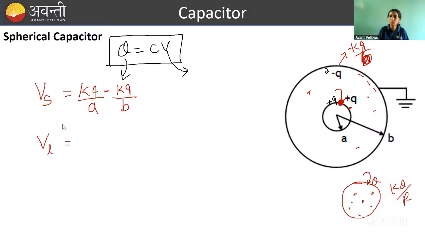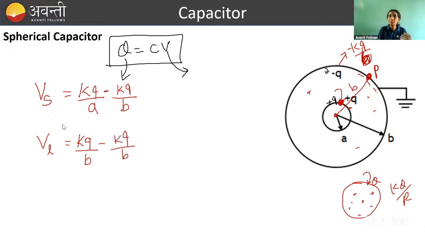Now what will be the potential of the larger sphere? Because of this positive charge, if you take any point on the bigger sphere, let's say this is point P, this point P will be an outside point for the smaller sphere. So for the smaller sphere, because of the charge on the smaller sphere, the potential at point P is kq by b. Why am I taking b? Because this is an outside point at a distance b. So the potential is kq by b. Now what will be the potential at the surface because of this negative charge? That is minus kq by b.